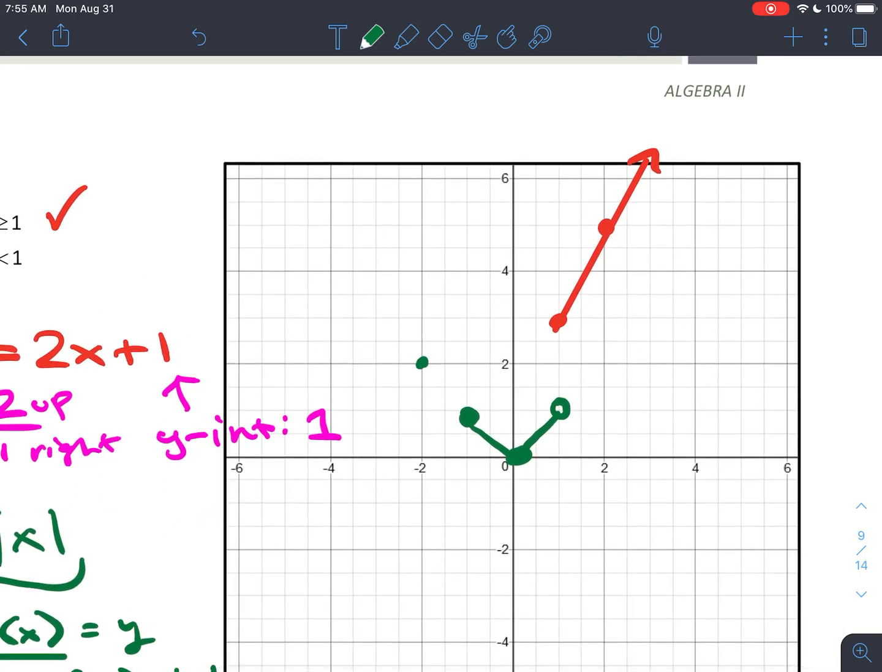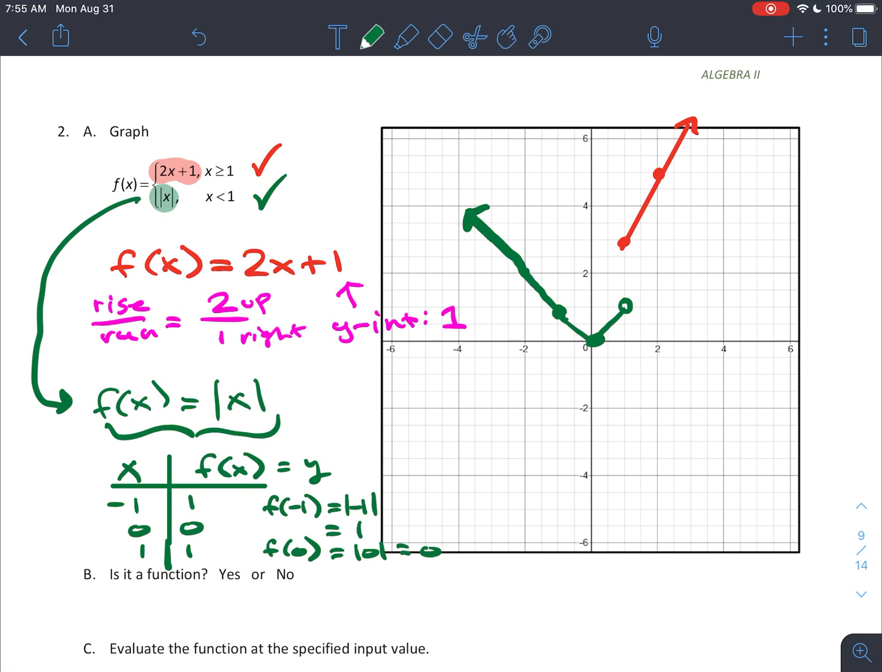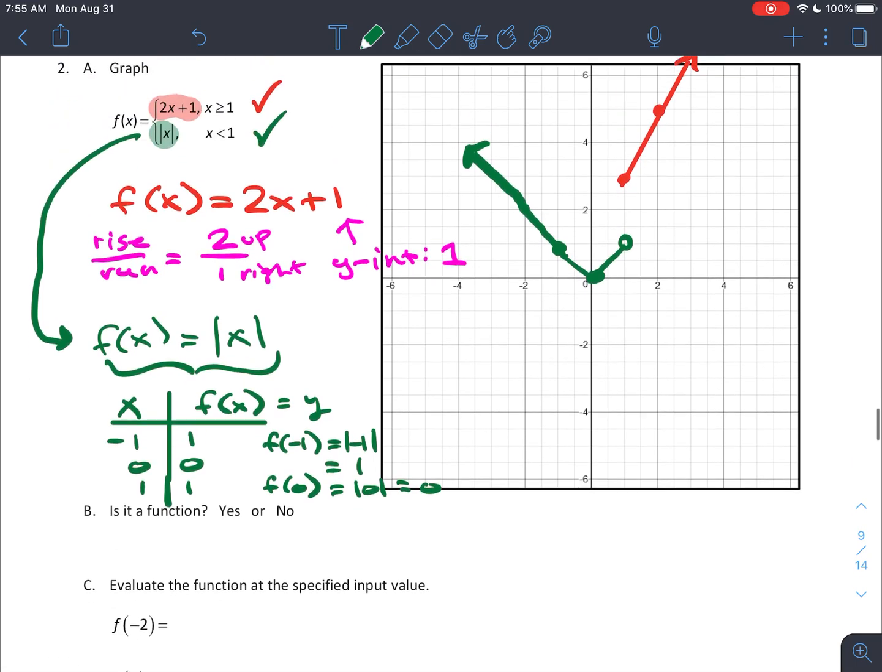And we could keep going on this one if we wanted to, because notice it's everything smaller than 1, so really everything to the left is good. All right, both pieces done.